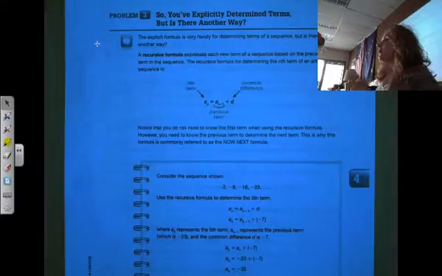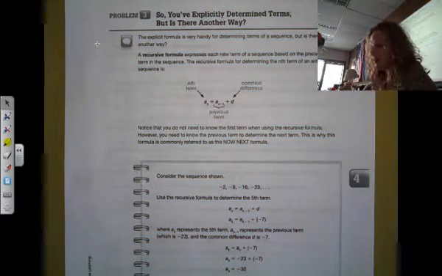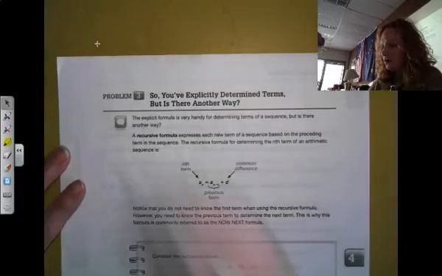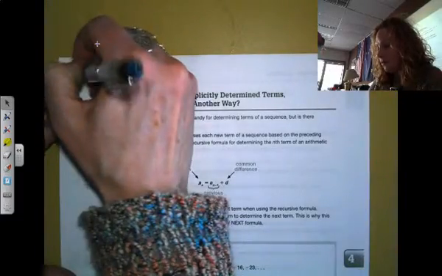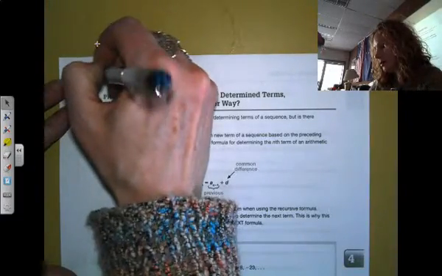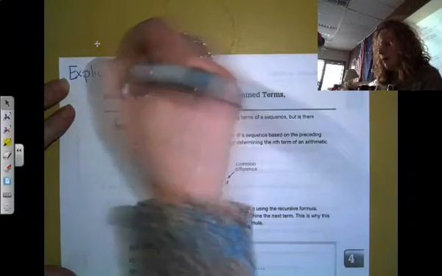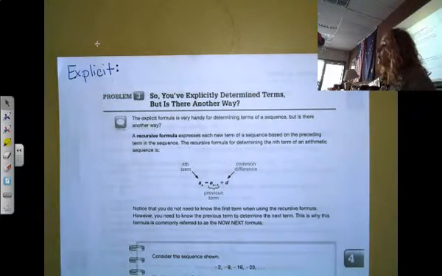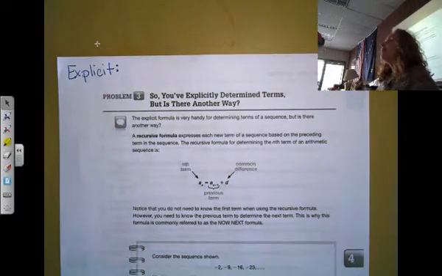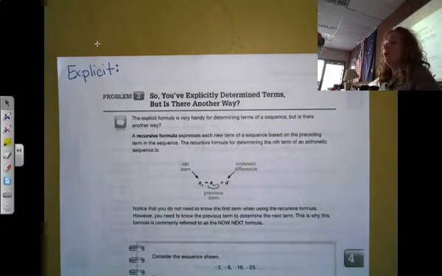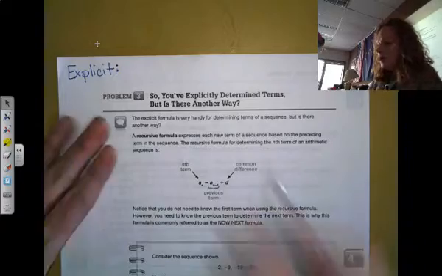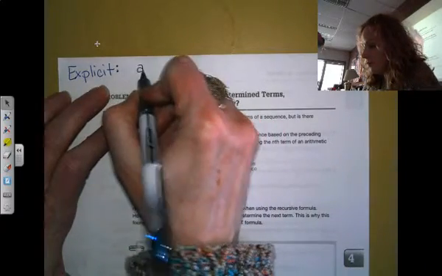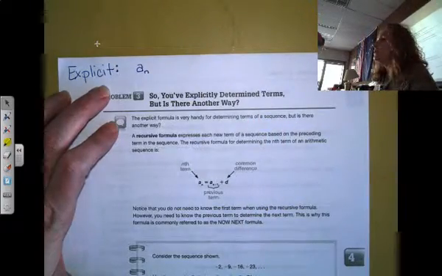So earlier in the week, we worked on the explicit formulas, right? Explicit formulas are formulas that we use when we know the term number and we want to find a term really far down in the sequence, like the 100th term or the 1000th term. And so the explicit formula for an arithmetic sequence was what?